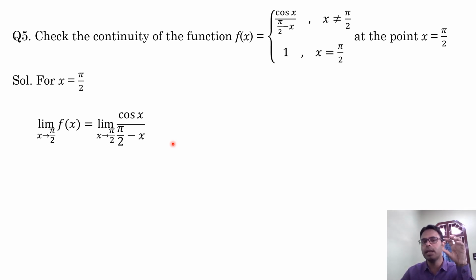In the limit chapter you had this question, evaluate the limit. You were taught the procedure to solve this, and the procedure was to take the denominator, the denominator that is there, pi by 2 minus x, as equal to some new variable z or t.